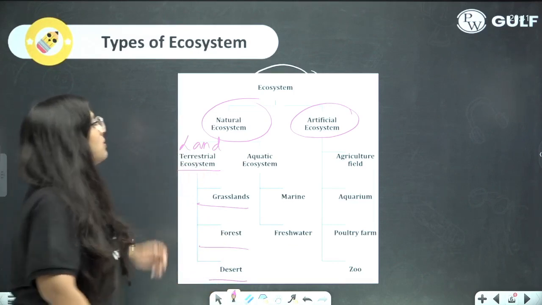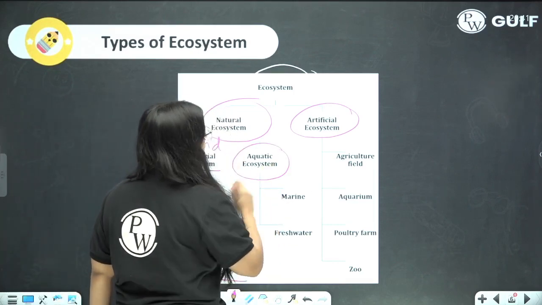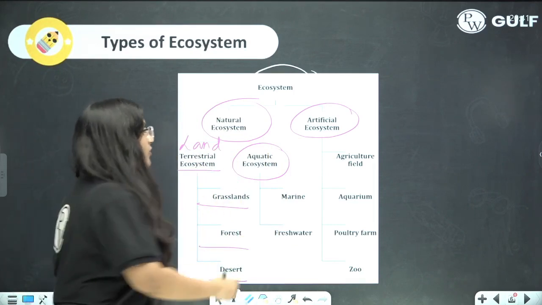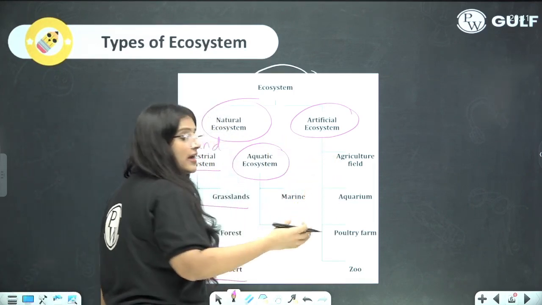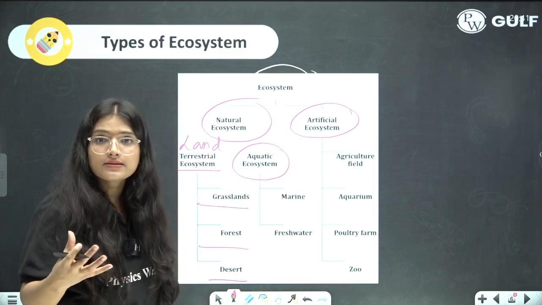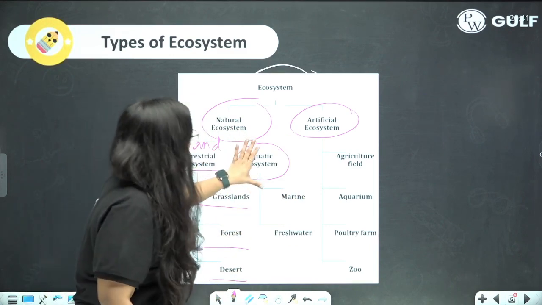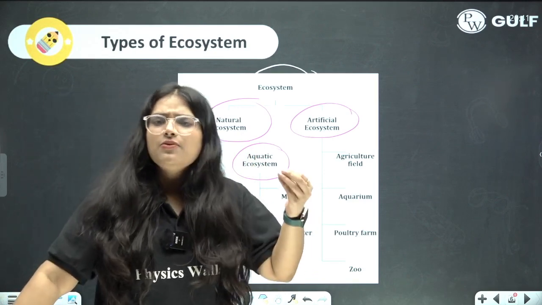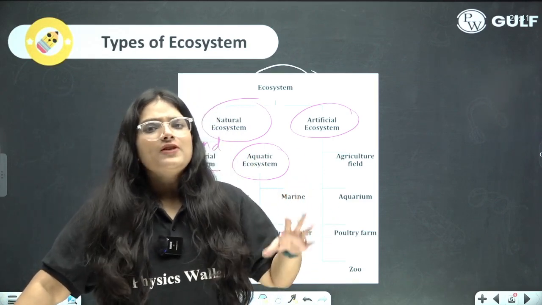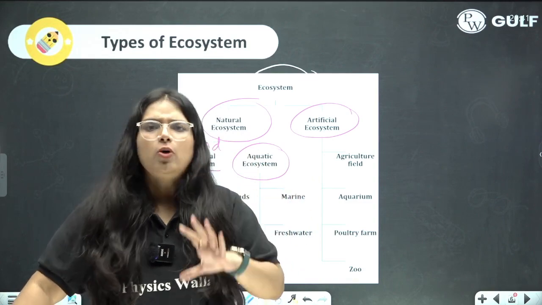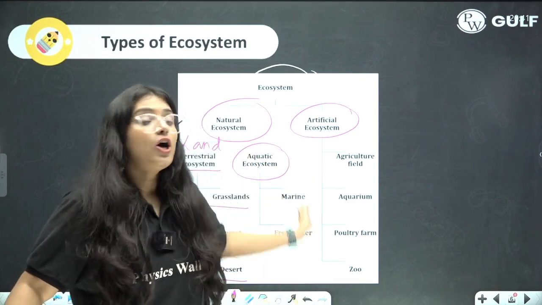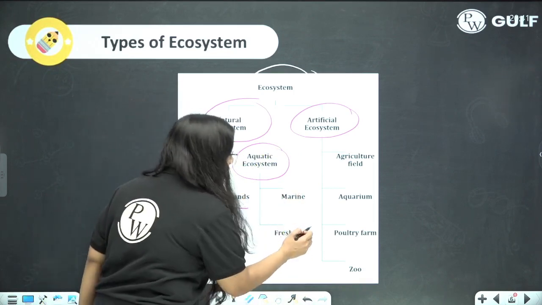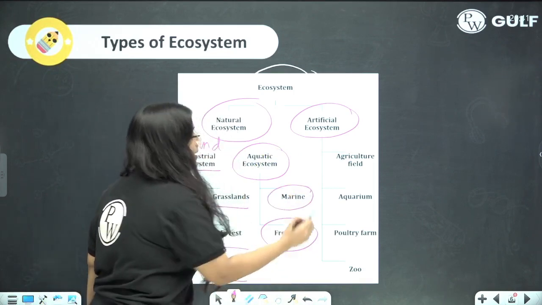Then we talk about the aquatic ecosystem, which consists of water bodies. For example, rivers, lakes, oceans, ponds, they are aquatic ecosystems. Now we are very well aware that we have some freshwater bodies and some not-so-freshwater bodies, the salty water bodies. So on that basis also we can categorize aquatic ecosystem as fresh and marine water.